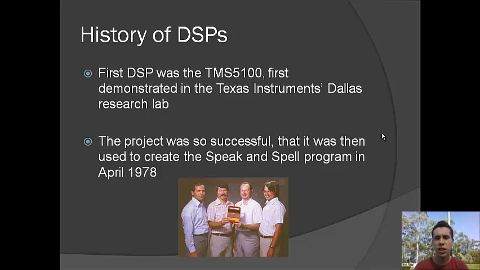It helps to look at the history of DSPs as you can gain a better understanding of their purpose, really. The first DSP was the TMS-5100, which was first demonstrated in the Texas Instruments Research Lab in Dallas. The project was actually so successful that it was then later used to help create the Speak and Spell program in April 1978. From there on, their DSPs were then being used for other applications in various children's toys.